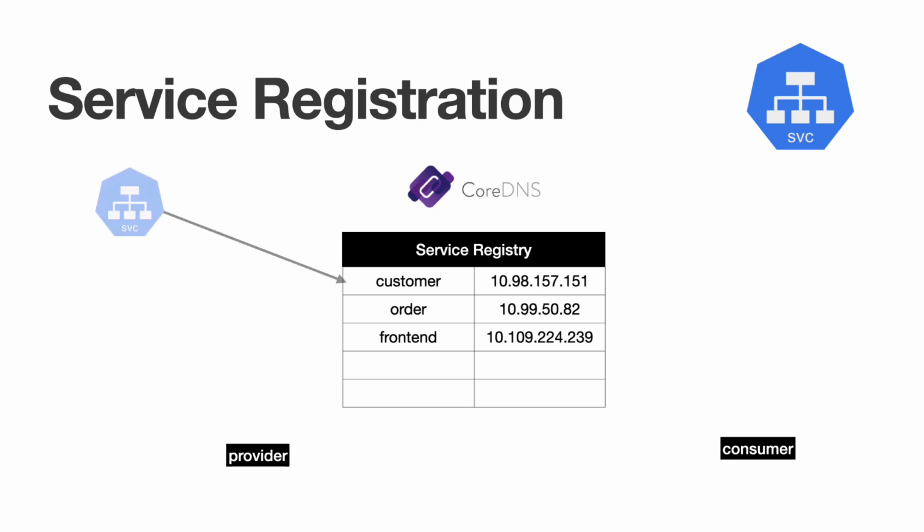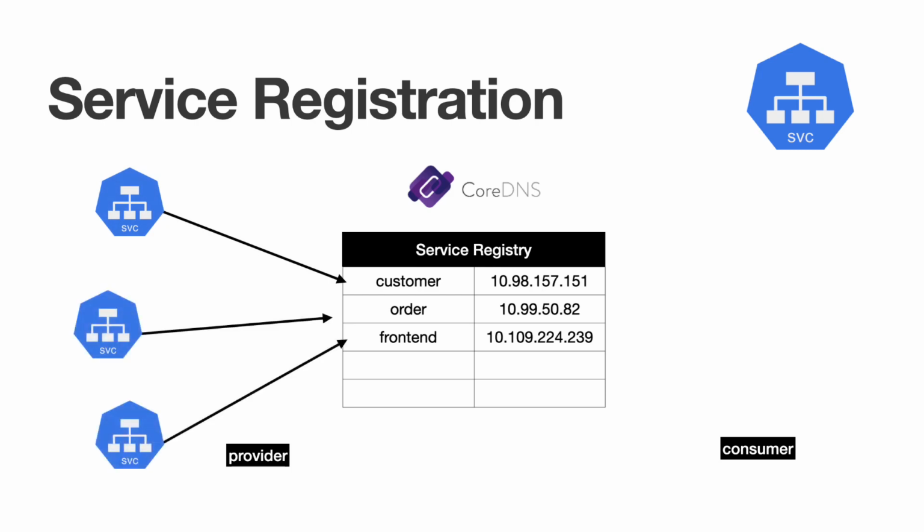But basically, you can see that anytime that we create a service, this registers the service name as well as its IP on the service registry, right? So remember, we talked about controllers and watch loops. So basically, anytime that there is a change on our services, we get an entry in our service registry.